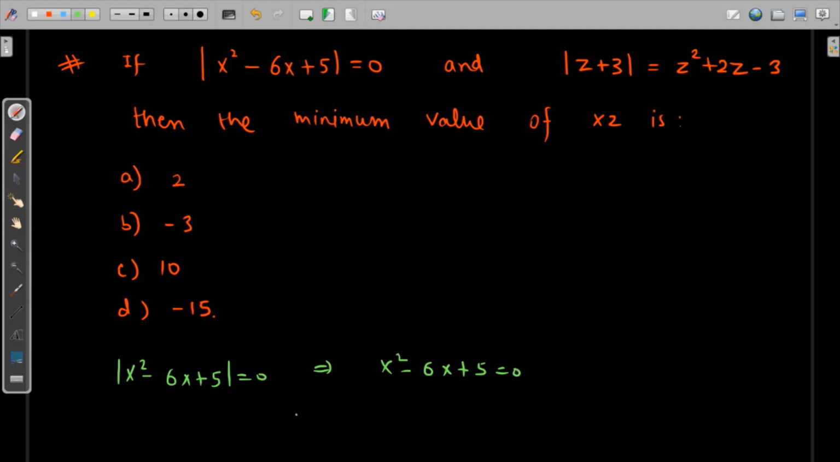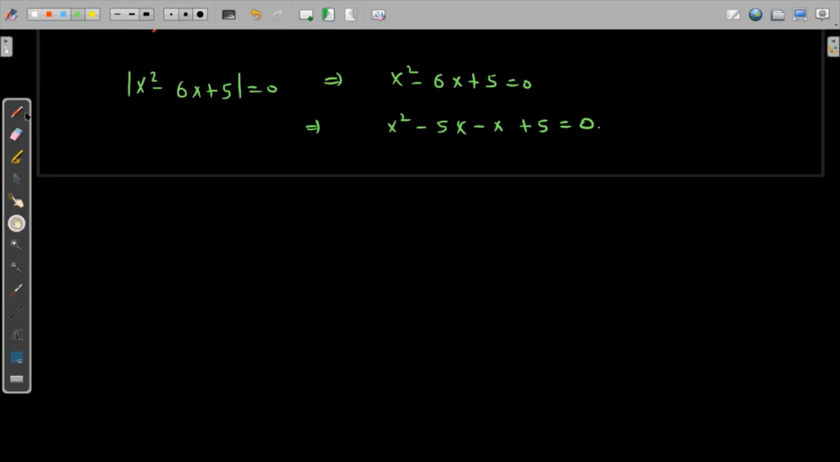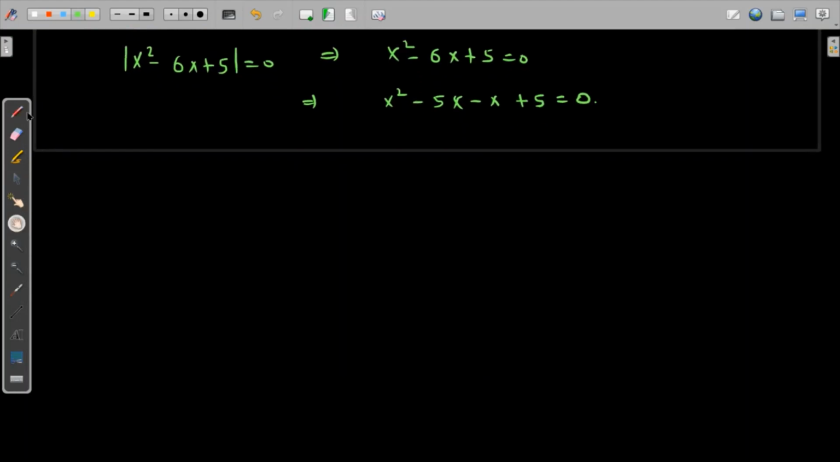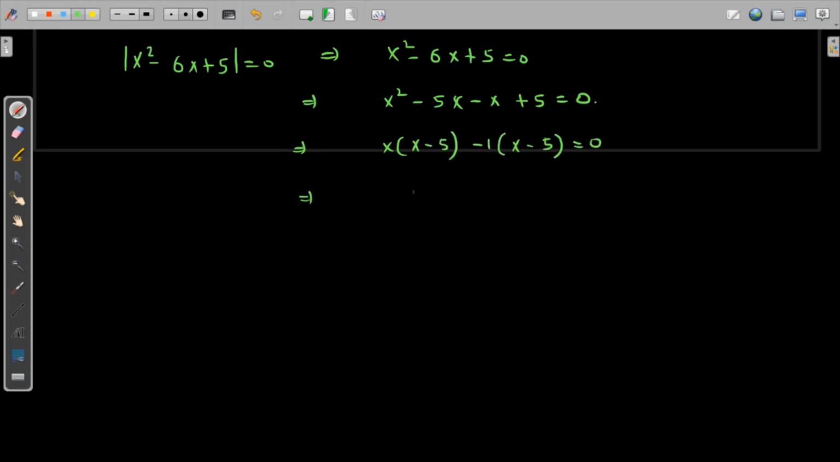And this can be easily factorized, because if we rewrite negative 6x as negative 5x minus x, then from the first two terms, we can take out x as a common factor. So we have x taken out, we are left with x minus 5, and minus 1 is taken out, we are left with x minus 5 again, and this is 0. So if x minus 5 is taken as a common factor, we are left with x minus 1. x minus 5 times x minus 1 is equal to 0, which means that the possible values of x are 1 and 5. Let's keep it aside.